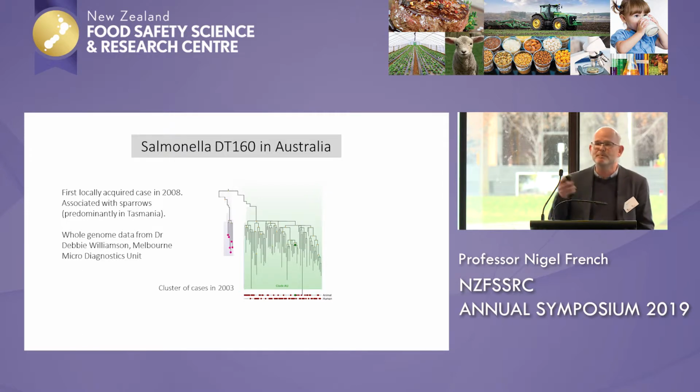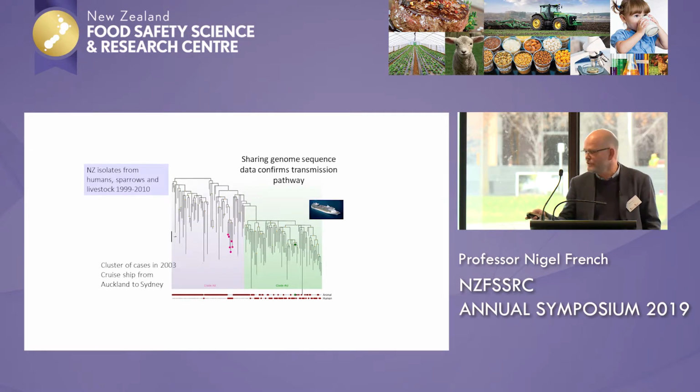And when we looked in a bit more detail at the epidemiology of this, we found that this was actually a cluster of cases of people that travelled on a cruise ship from Auckland to Sydney. This is part of a paper that's soon to be published in September, but again, it's a really good example of exchange of information, of how you can infer, in this case, inter-country movements of key foodborne pathogens.